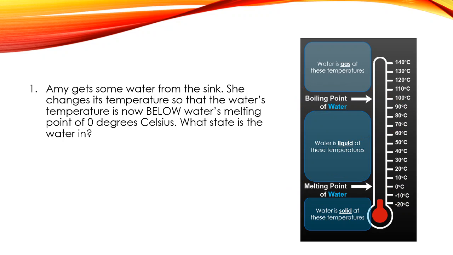So this water that Amy got from the sink, you assume it was a liquid when she got it, but then she changes its temperature and brings it down below the melting point of 0 degrees Celsius. If we think about our thermometer, the melting point is 0 degrees Celsius. What that means is that anytime water is below 0 degrees Celsius, it will be solid. Anytime something goes below its melting point, you could also call it a freezing point, it will be solid.